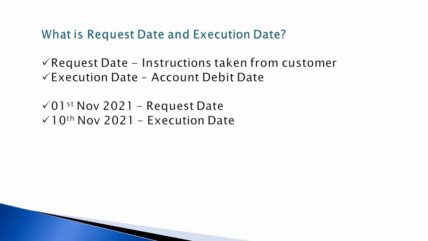What is the requested date and what is the executed date? The requested date is the date the instruction is taken from the customer by the bank. The execution date is the actual account debit date. So it can be the same or it can be different. In my example, on the first of the month I gave a standing instruction request, and it should be executed on 10th November. So on 10th November my account will be debited. So 10th November is my execution date.